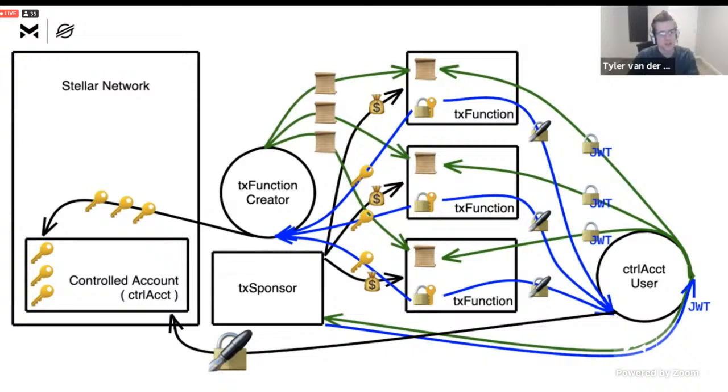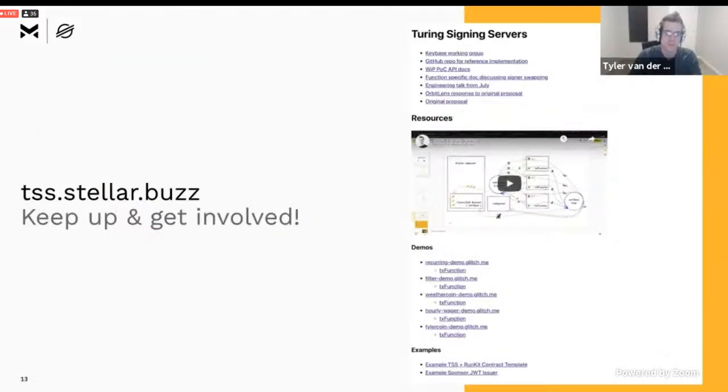And so that's, in a nutshell, Turing signing servers. Obviously a bit of a messy diagram, but a very, very powerful and useful feature that we're building as a SEP into Stellar. Again, I would strongly encourage anyone who's interested, even at a kind of tertiary top-down level, to get involved in tss.stellar.buzz, to look over the articles and videos that have already been recorded. We've got some really interesting demos to peruse, along with their TX function code, so you can actually look through the code that's being run within the Turing signing servers.